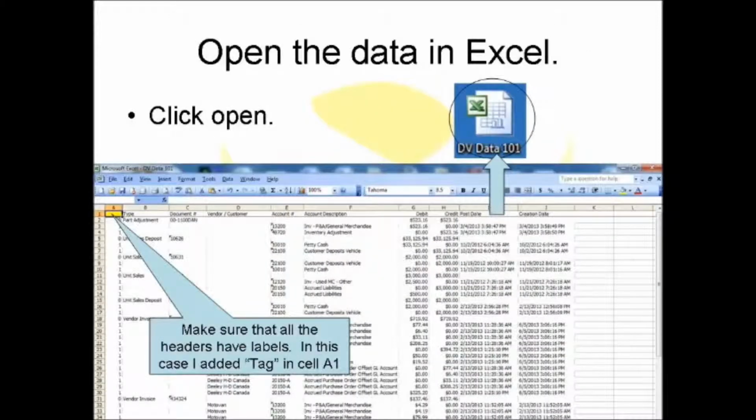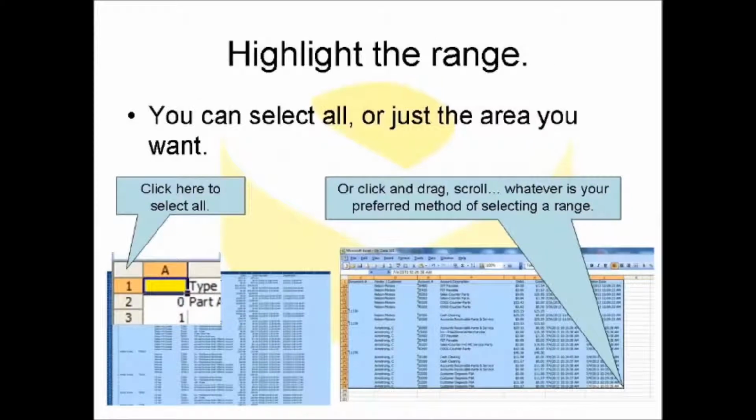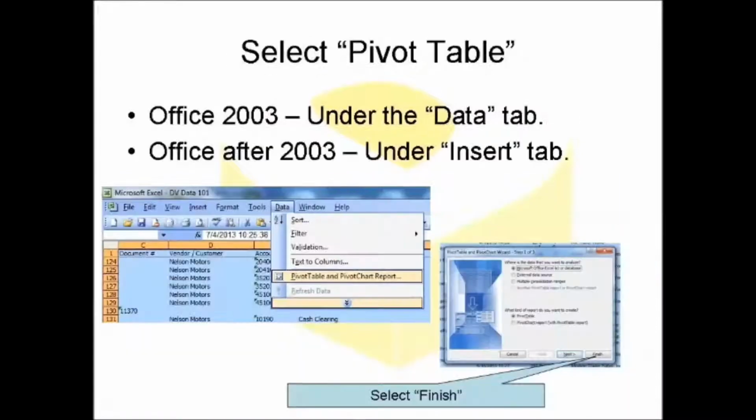Step 2, open the data in Excel. Typically, I save them to the desktop, which makes it easy to find. Click Open. Step 3, highlight the range of data to use. You can select all or just the area you want. Step 4, select Pivot Table. In Office 2003, this will be under the Data tab. In versions of Office after 2003, it will be under the Insert tab.